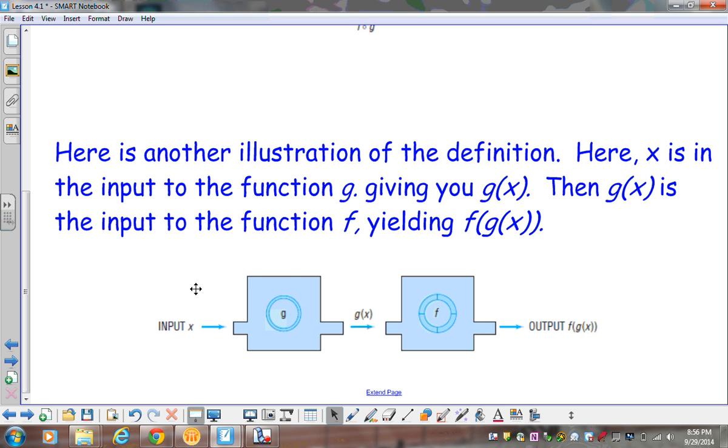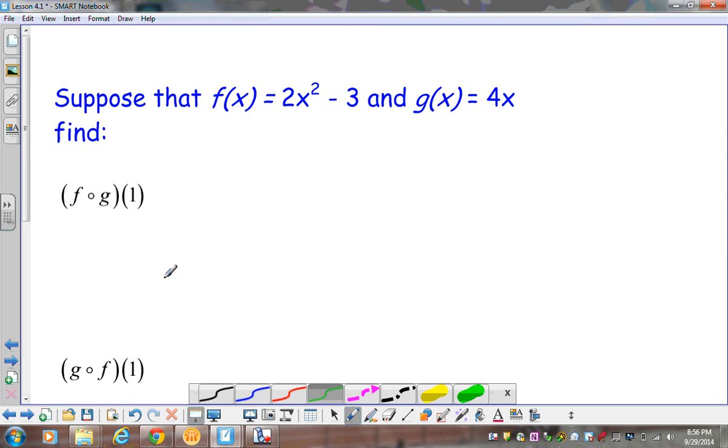So once again, any restricted values in g of x or any restricted values in my second function are also going to be restricted values in my original function, which would be f of x here. So that's just going through and looking at it. So let's do a quick refresher of what a composite function looks like. Here we've got two separate functions: f of x equals 2x squared minus 3, and g of x equals 4x. Those are my two functions I'm going to be looking at.